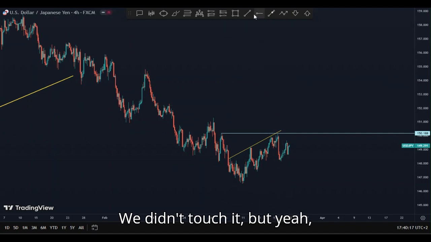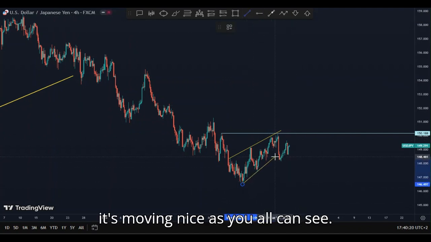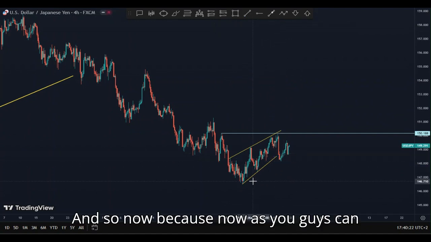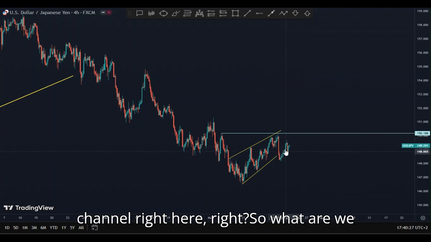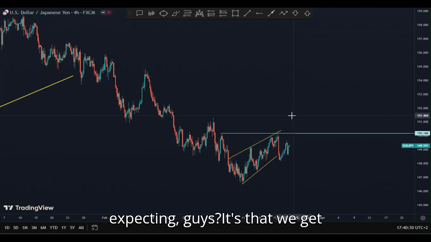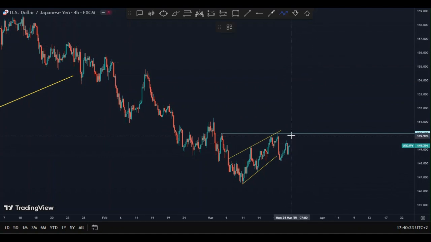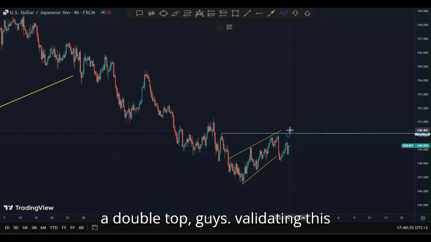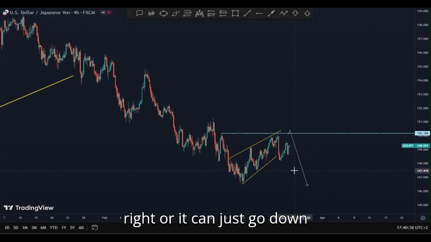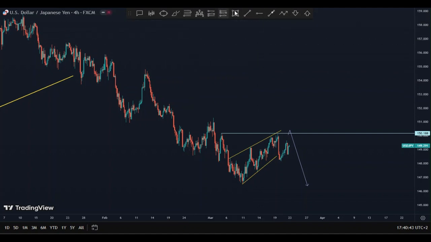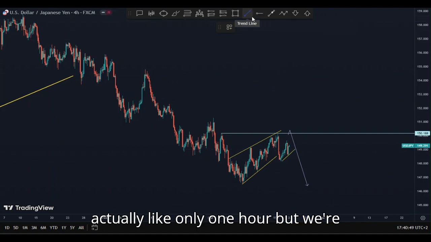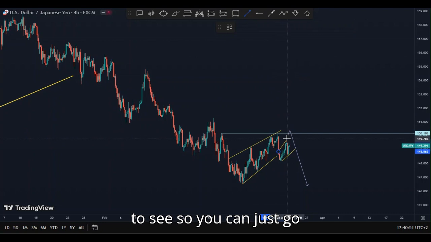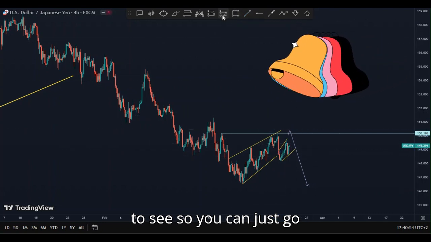It didn't touch it, but yeah, it's moving nice as you all can see. And now, as you guys can see, it broke out of this ascending channel right here, right? So what we're expecting, guys, is either we get a double top validating this whole point right here going down, or it can just go down from here with a lower time frame continuation, like on your 1 hour, but we're still gonna go there, so you guys will get to see. So you can just go from there, right?